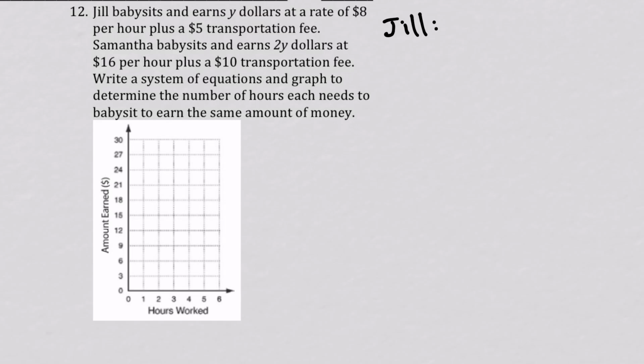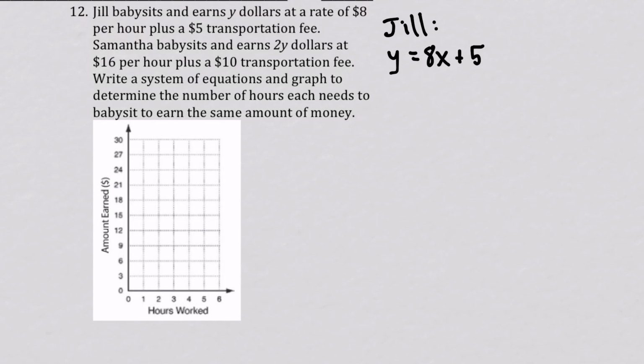So if she's working at $8 per hour, in algebra we say that that is 8x, right? Per hour multiplied times the number of hours, 8x. Plus, on top of that, there is a $5 transportation fee. That is a one-time thing. You don't multiply that times anything, okay? And when you do that, 8x plus 5, it gives you the total number of dollars that she makes, which is y, as they have told me. There's the equation for Jill.